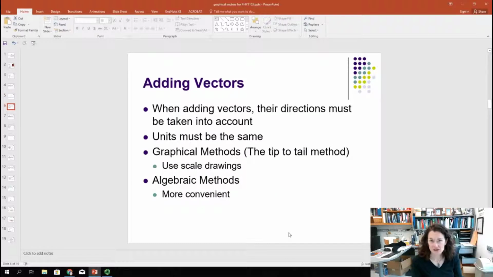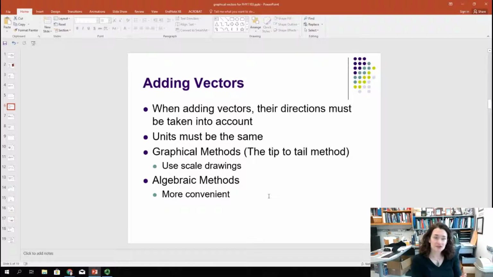Now, when you add vectors, you can't just add their lengths and call it a day because they have a direction. For example, if I added the vector 3 miles east to the vector 3 miles west, I'd get nothing. They'd cancel each other out. Whereas if I just added the magnitudes, I would get 3 plus 3 is 6 miles. And that's definitely not right, okay?